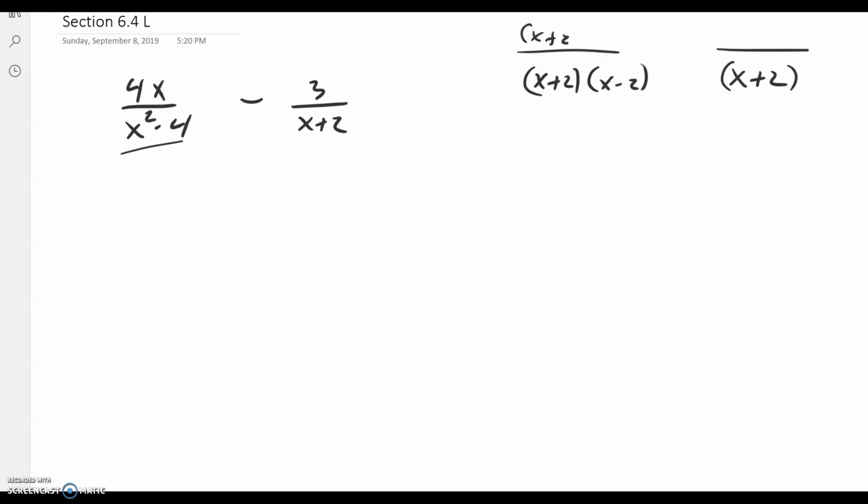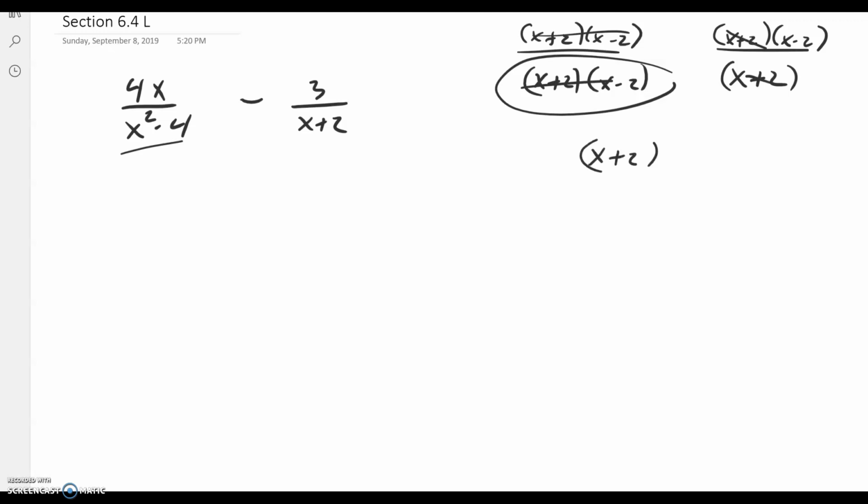I've asked you to think about the least common denominator as the smallest collection of parts that can be placed over one of the denominators, and separately, once again, placed over the other denominator, and there's enough parts barely that it can cancel. These cancel, these cancel. So x plus 2 times x minus 2 is the least common denominator. So we factor this.